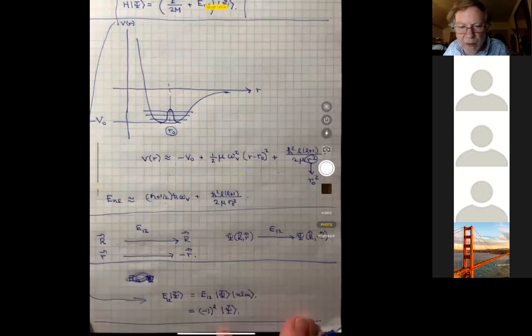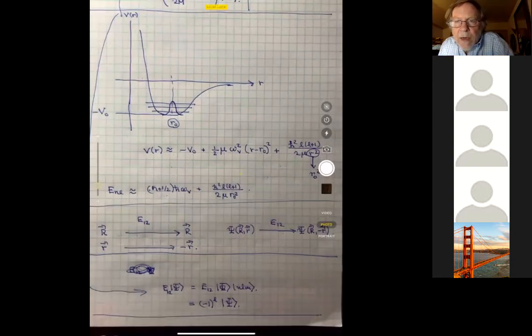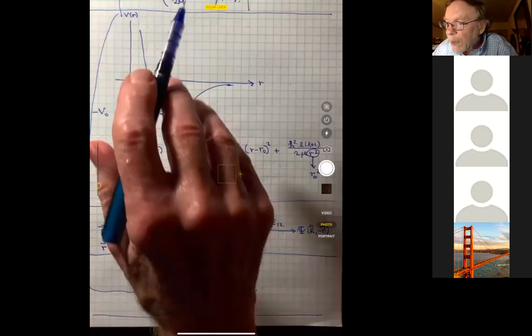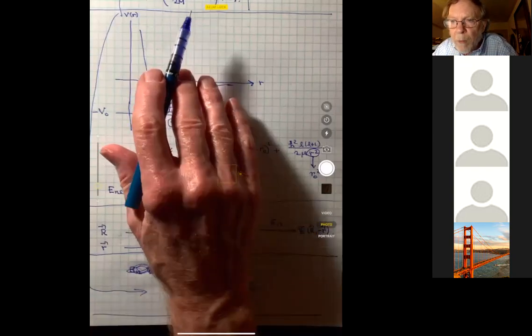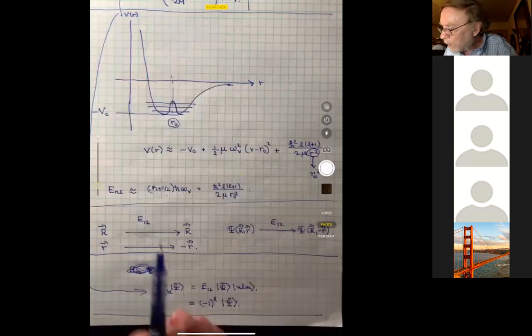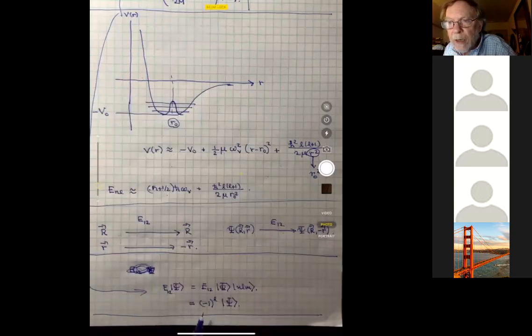And so what we see is that the promise that was there, since the exchange operator commuted with the Hamiltonian, we knew that there had to be simultaneous eigenstates. That promise is fulfilled because these eigenstates that we just worked out just by working with the Hamiltonian alone turn out to be automatically eigenstates of exchange. And the eigenvalue is -1 to the L. They're either even or odd, depending on whether the orbital angular momentum of the relative motion is even or odd. So that's an important conclusion.